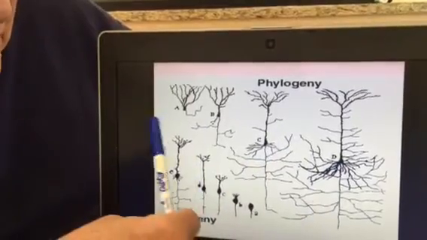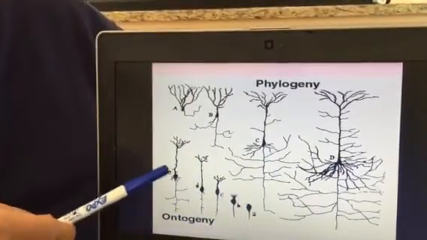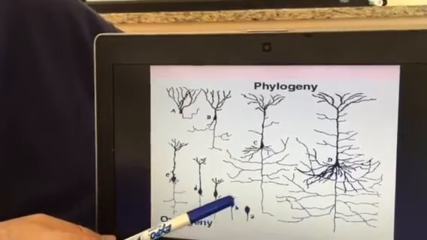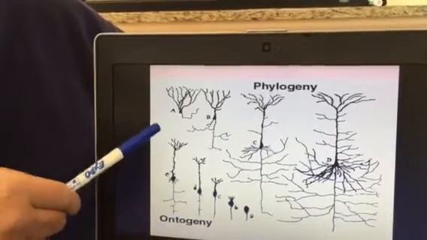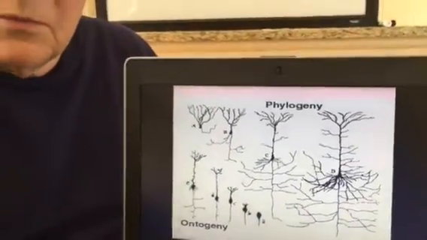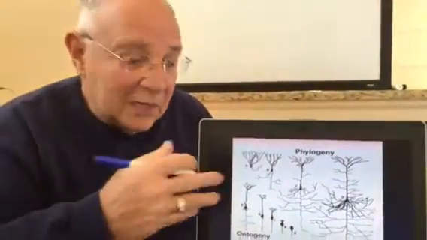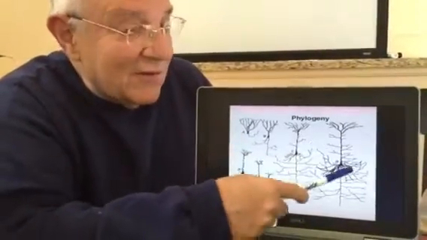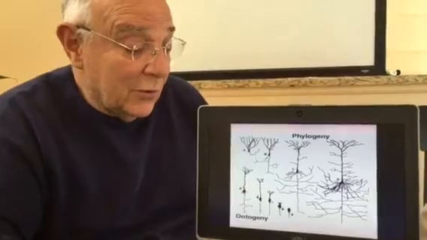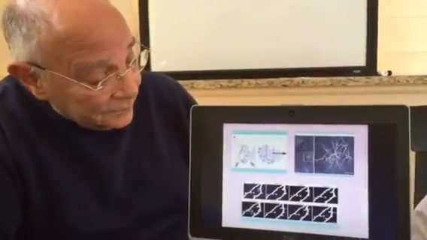This same change occurs when we grow up. When we're a little tiny baby, our neurons are smaller, and then as we get older and older and older, our neurons become more involved and more complex, so that the amount of information they contain gets bigger and bigger the older you are. Next slide.